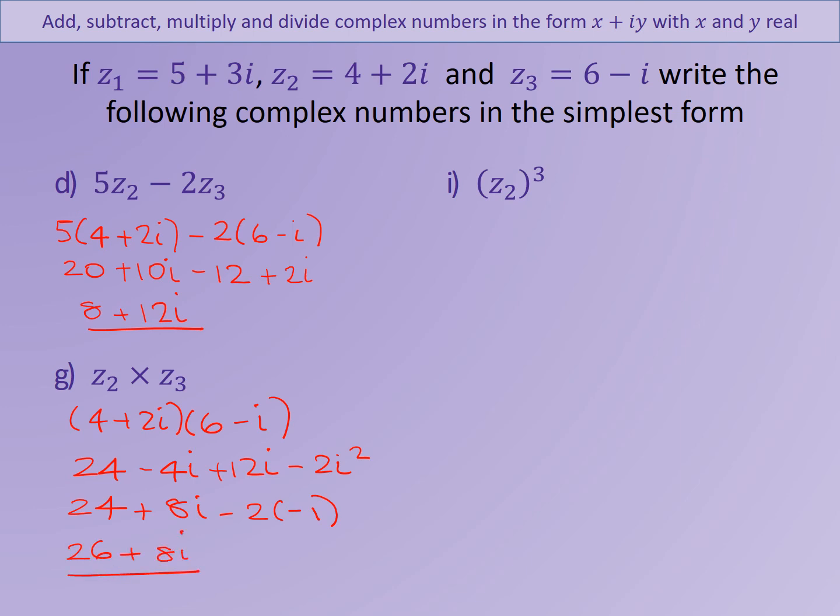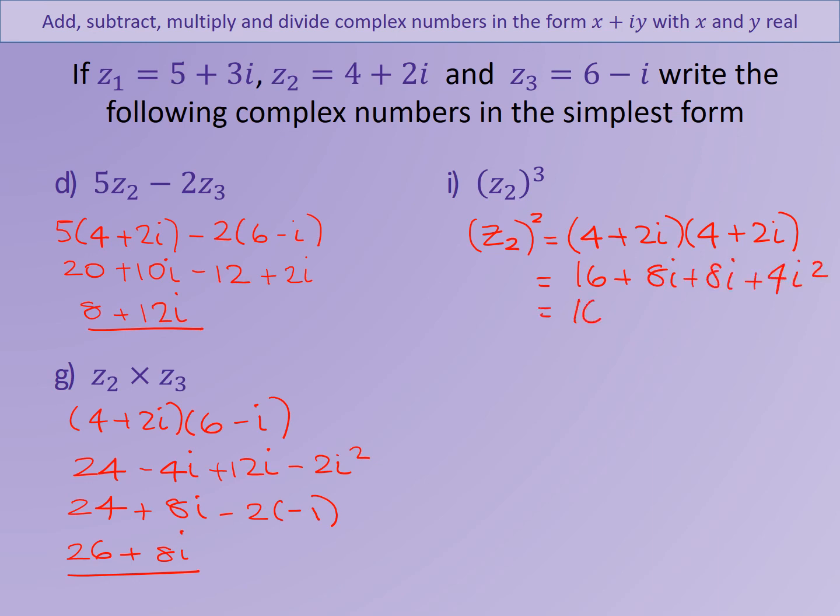And finally, Z2 cubed. So I'm going to start by looking at Z2 squared. That's 4 plus 2i multiplied by 4 plus 2i. This gives me 16 plus 8i plus 8i plus 4i squared, which simplifies to 16 plus 16i plus 4 lots of minus 1, which is 12 plus 16i. And it's this that I will then multiply by the third lot of Z2.